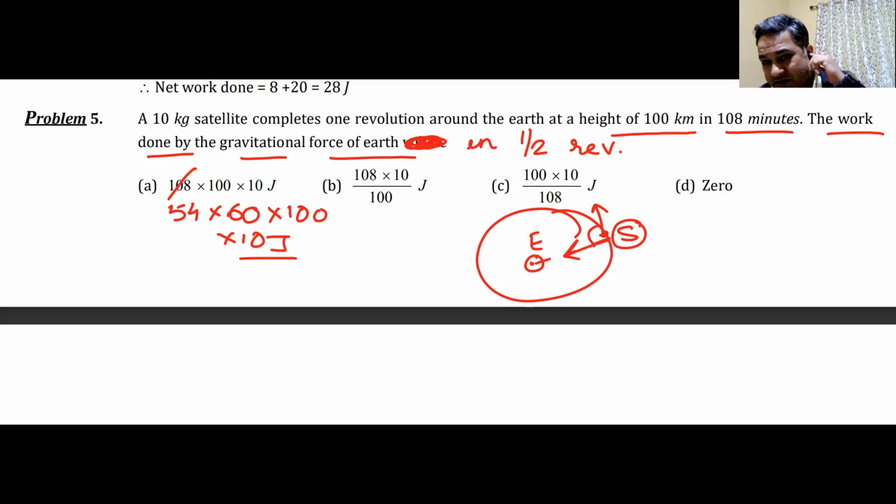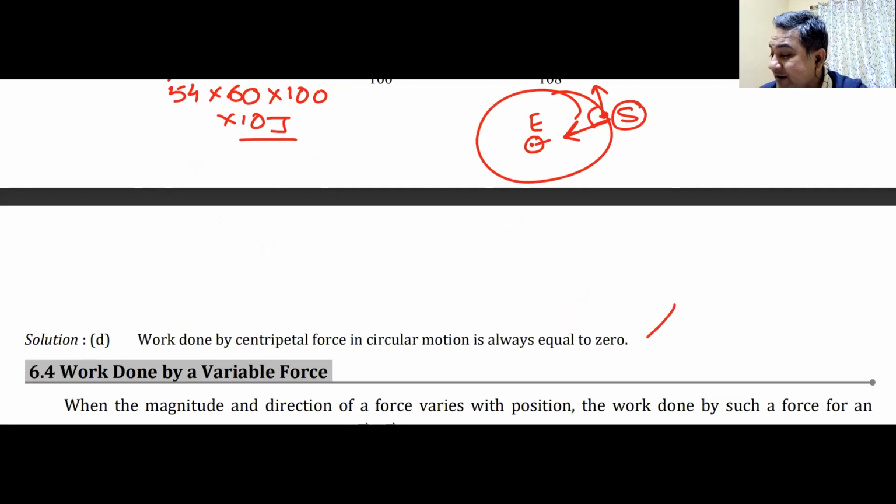Remember, in circular motion, work done by centripetal force is zero. Did we remember it? That is why I told you everything about centripetal acceleration. Here also, gravitational force is the centripetal force. And hence, the work done by this force is going to come as zero. Do we understand this? So the answer is zero, no matter whether the revolution is 1 or half or 1/4 or 1/8. The answer is obviously zero.